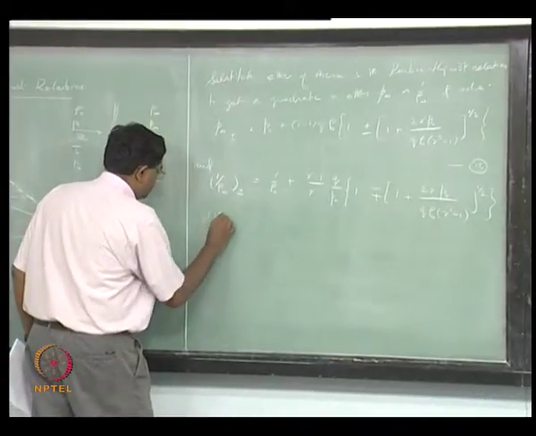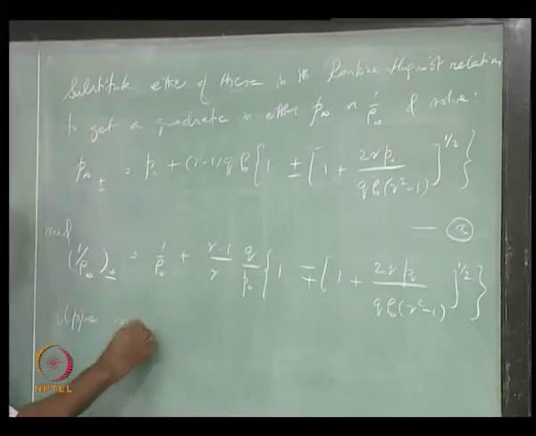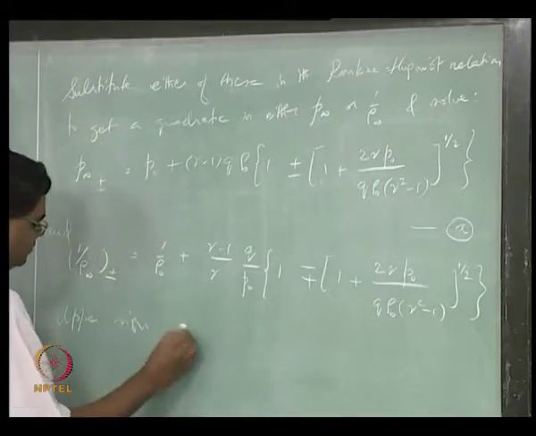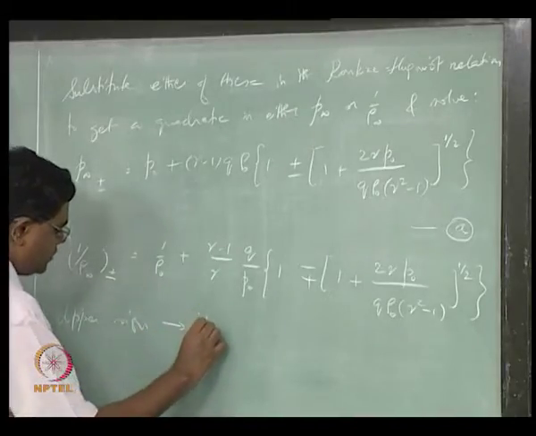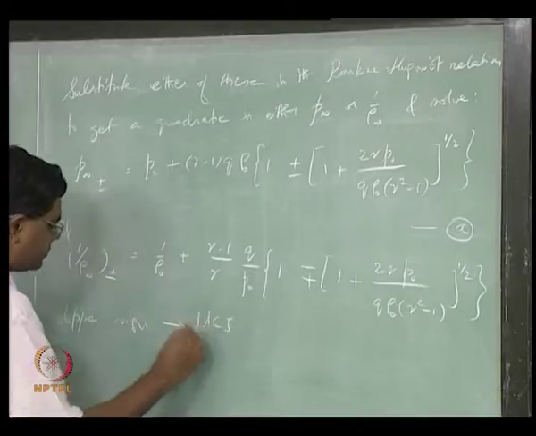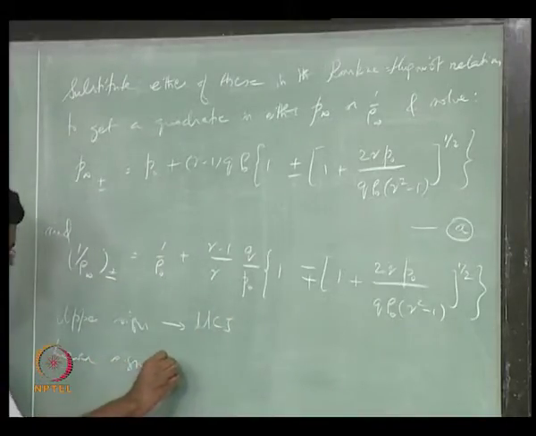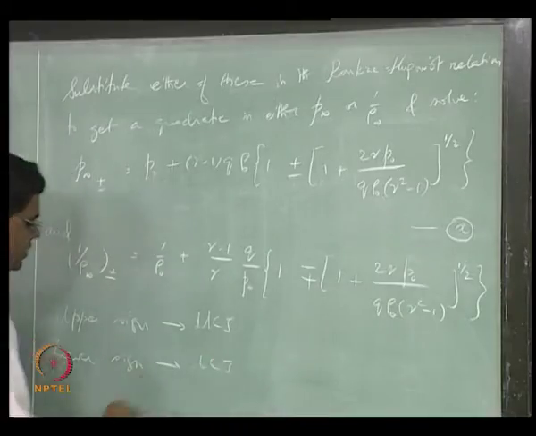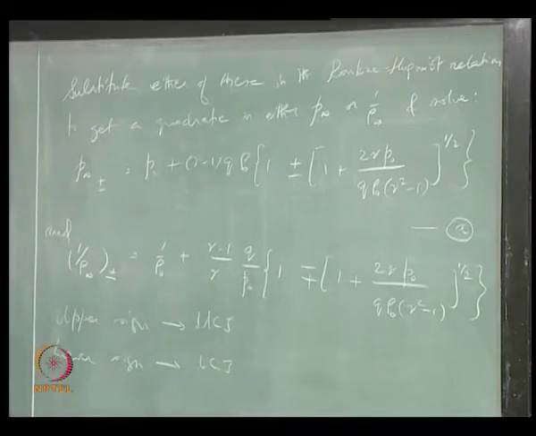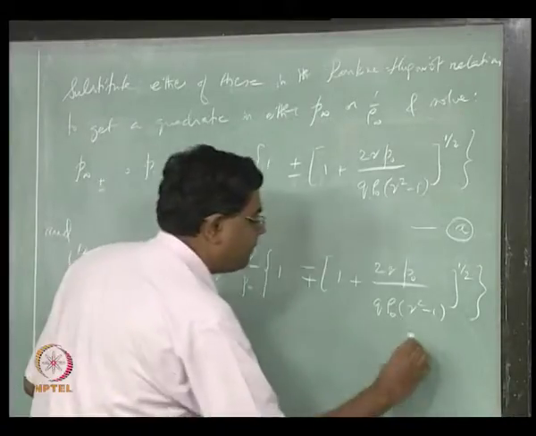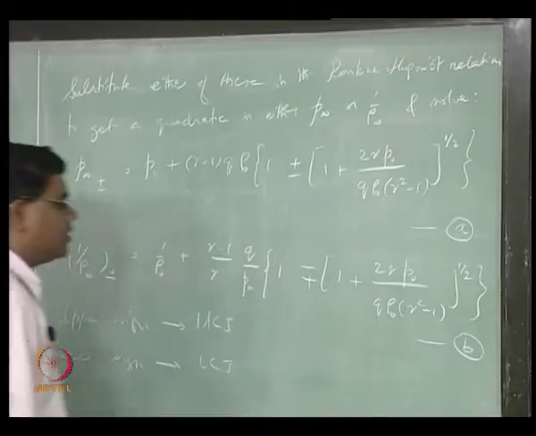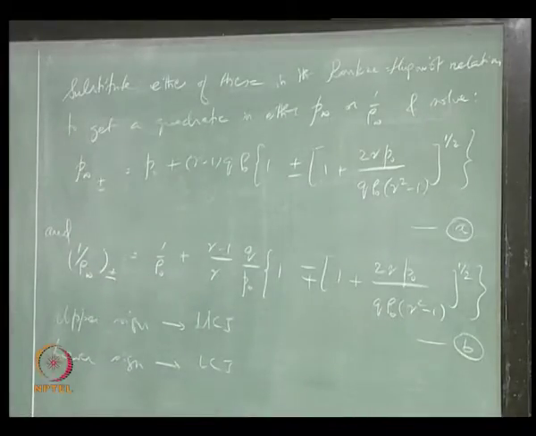So upper sign corresponds to UCj, lower sign corresponds to LCj. So we now got the coordinates, great. So of course we need to call this B, right. Good.